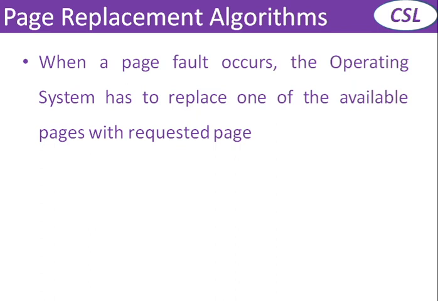So we know what a page fault is. If the CPU requests a particular page and that page is not available in the primary memory, that situation is called a page fault. Then the operating system finds the page in the secondary memory and loads that page into the primary memory. If the primary memory is filled with pages and there is no space for the newly requested page, we have to remove one page and fill it with the new requested page. That is the concept of page replacement.